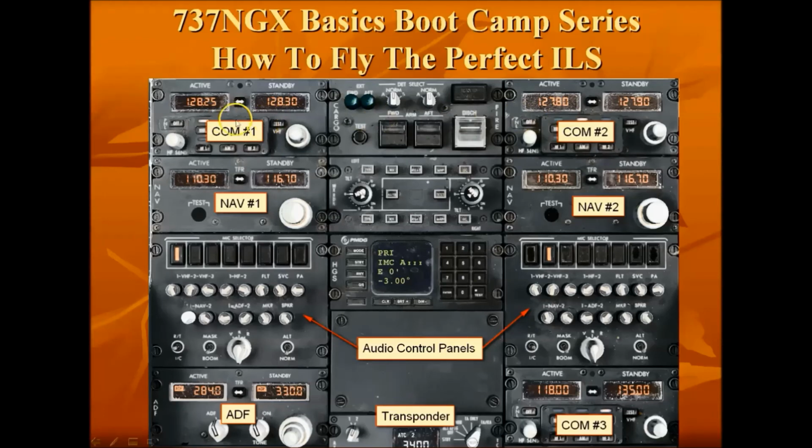Comm radios are up here, VHF1, VHF2. We call those COM1 and COM2. COM3 is back here. Our ADF head is here. The transponder is located here. Now, on the ACPs, these are the mic select buttons.